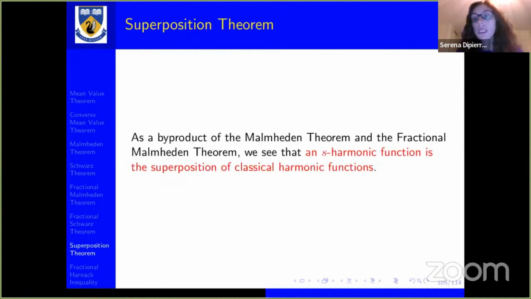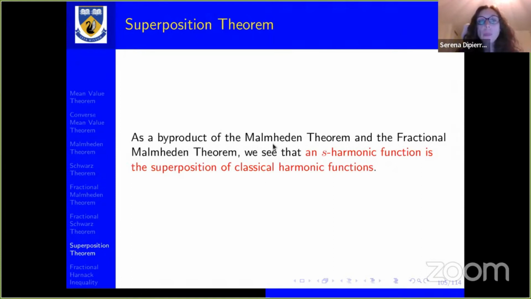Okay, but here are a couple of byproducts of the Malmheden and Schwarz theorem in the fractional setting that are kind of interesting, and we will see they help us improve in a couple of things, especially the Harnack inequality with optimal constant. That is kind of an important thing.